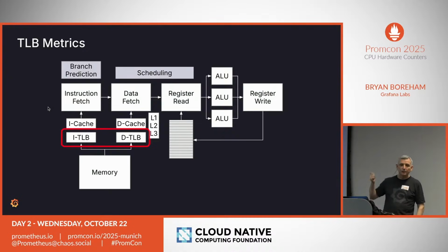How big is the cache? 1,500 entries, roughly. It varies by chip, but that's a good number. 1,500 entries times 4K pages, you get 6 megabytes of memory to party on. Nobody uses more than 6 megabytes, right? Surely. Okay. Why am I going on and on about this?